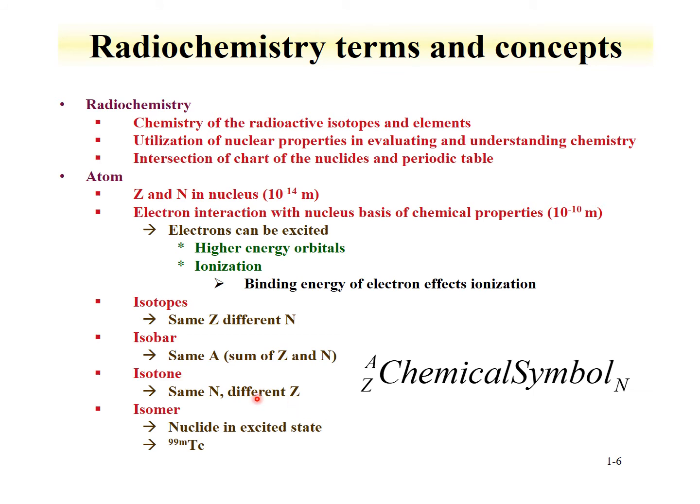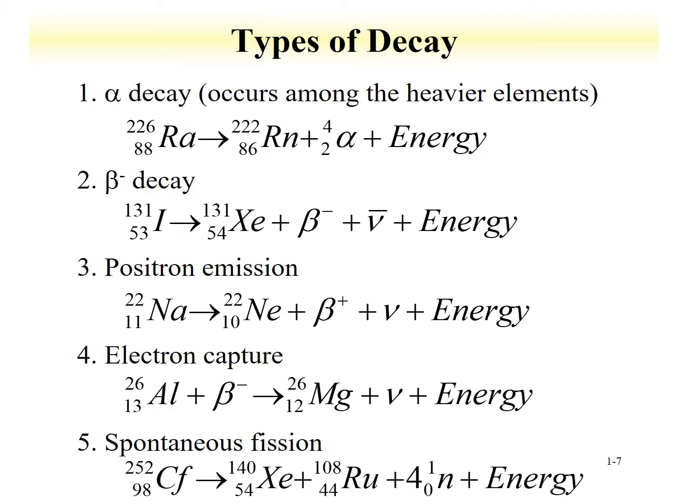And then something we've already mentioned, the isomer. So technetium-99m, that little m state. It's a nucleus in an excited nuclear state. One way that we can describe a certain isotope is to have, as shown here, a chemical symbol with A, Z, the proton number, and possibly the neutron number listed here. The types of decays that we'll discuss within the course are listed here.